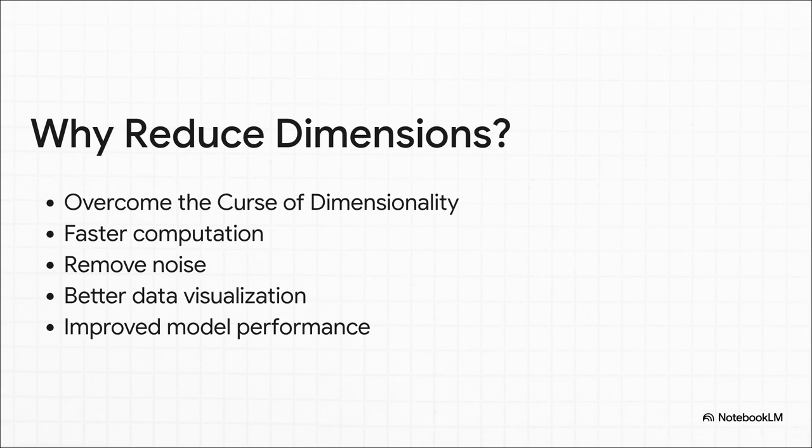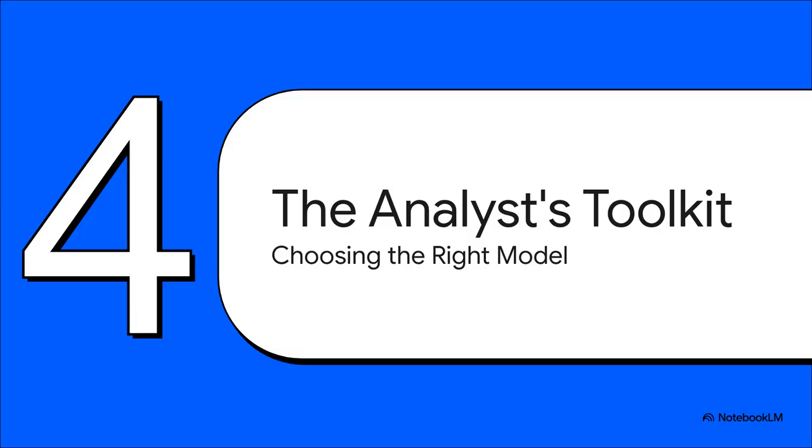We use clever techniques like principal component analysis, or PCA for short. It intelligently combines related variables into fewer, but more powerful, new ones. This not only helps us beat the curse, but it also speeds up our calculations and ultimately leads to much better, more robust models.